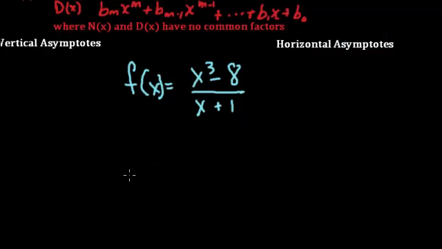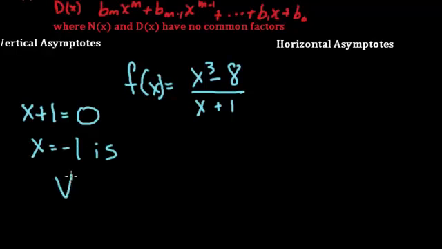Alright, I need to find the vertical and horizontal asymptotes of this function. I look to see if it has any common factors. If you were to factor this, you would have an x minus 2 term, which isn't going to cancel with that, so I'm good there. I just take the denominator, set it equal to 0, and say x equals -1 is the vertical asymptote.